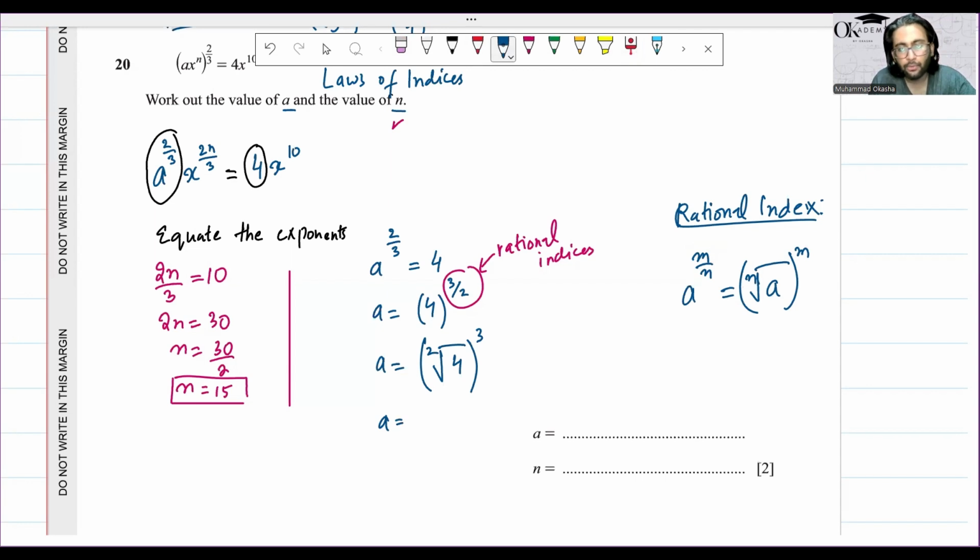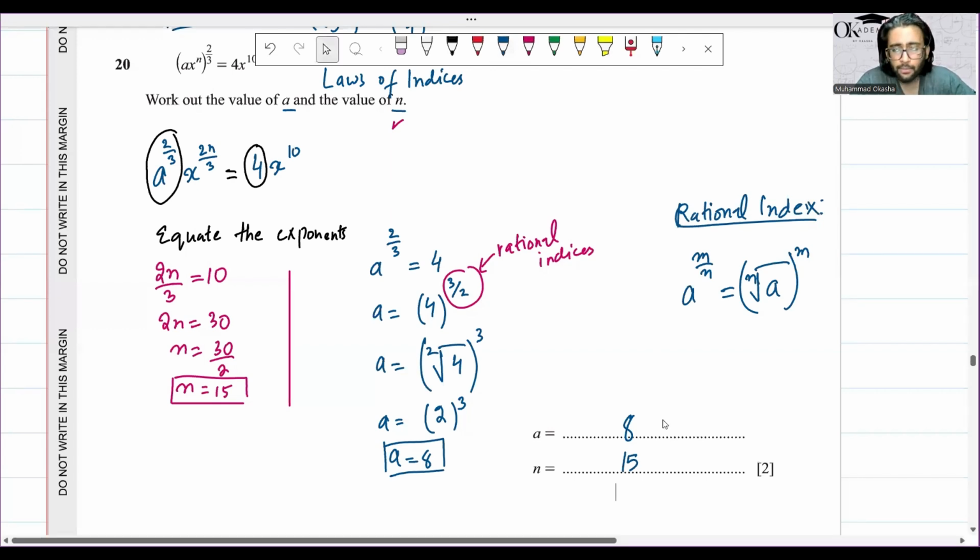a is equal to the square root of 4, cubed. We know it's just 2 cubed, which is 8. So we found out the value of a, which is 8. We found out the value of n, which is 15. And we are done with question number 20.